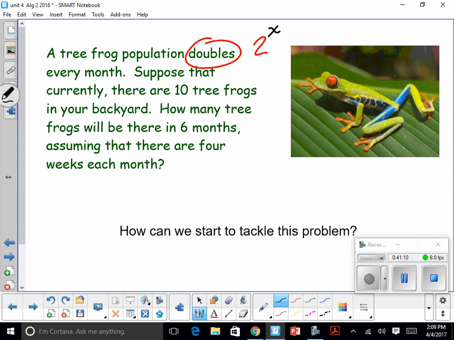In any case, this one doubles. Let's see. Suppose that currently there are 10 tree frogs in your backyard. How many tree frogs will be there in 6 months, assuming that there are 4 weeks each month? The bad news on this one, they got numbers all over the place. But here are the only 2 numbers you need. Please write down that generic formula, y equals a times b to the x.